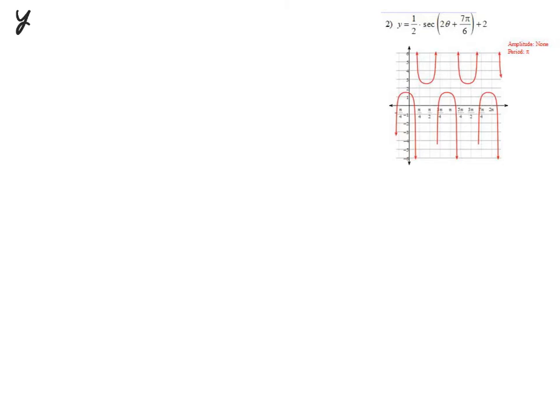So again, we're looking at the function y equals 1/2 secant of (2 theta plus 7 pi over 6) plus 2. So we've added another shift here. We've added a horizontal shift as well as that vertical shift tacked on at the end, that plus 2. So we're looking at intercepts, so we're going to go ahead and again set y equal to 0.